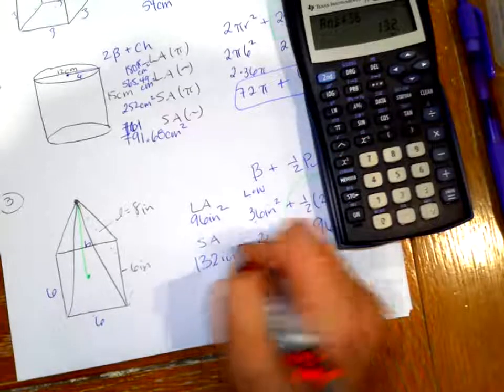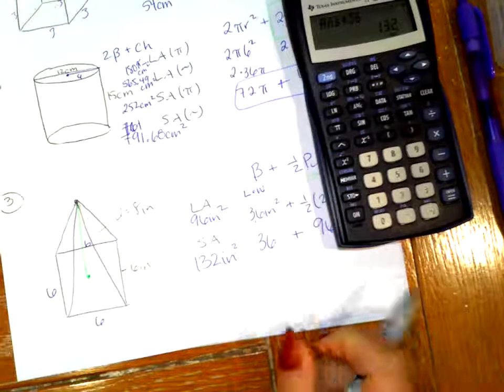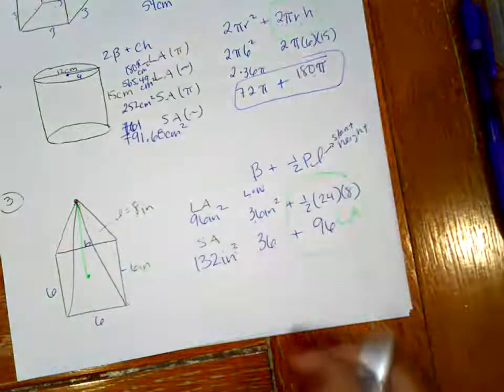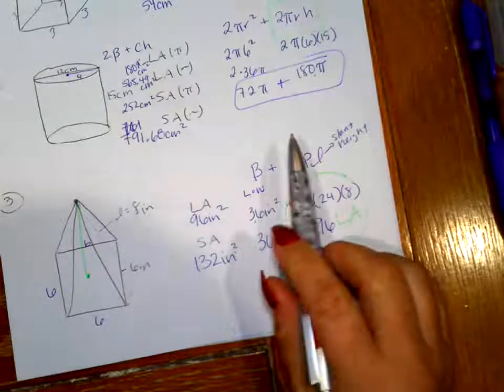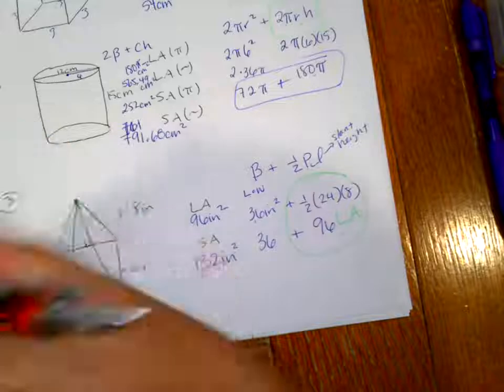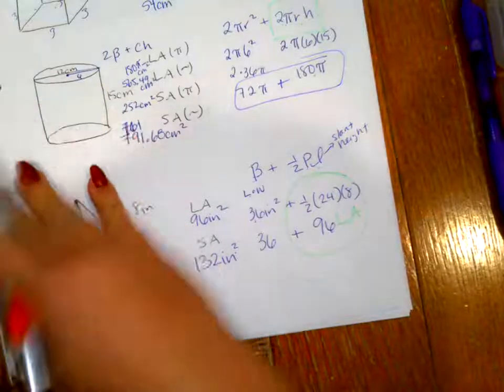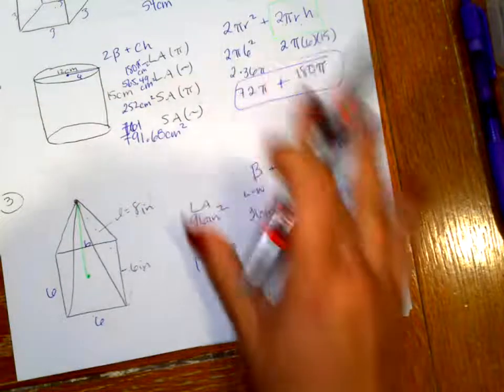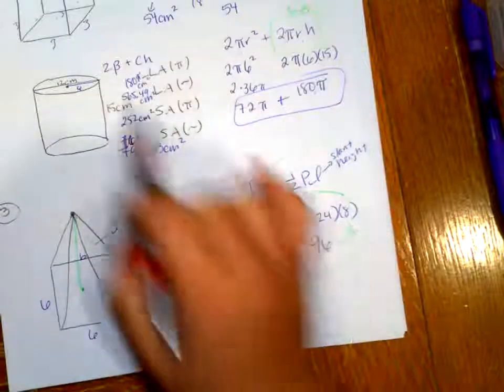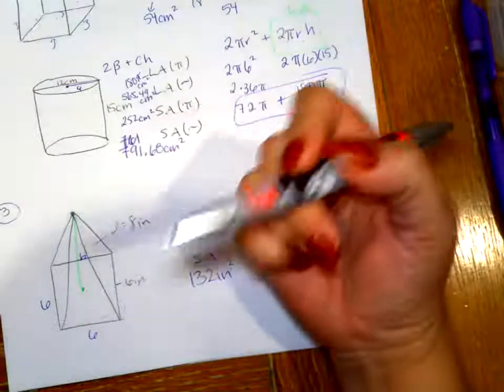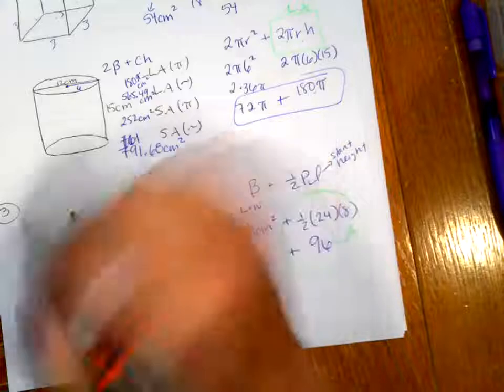132 inches squared. Okay, a good way to think about this is if you can't remember the formulas, just remember anything with pi in it has to have some kind of circle in it somewhere. So it's going to be a cylinder, a cone, a sphere. Anything with pi has to have a circle in it.